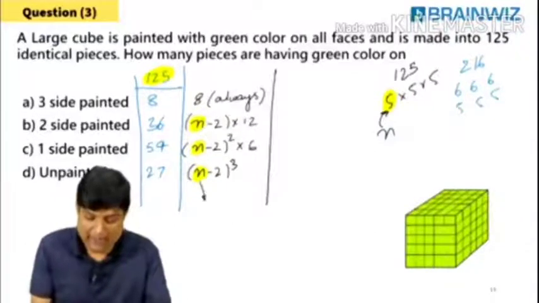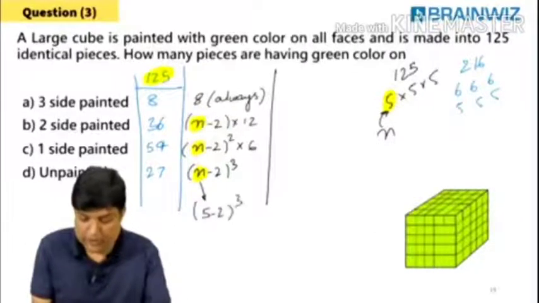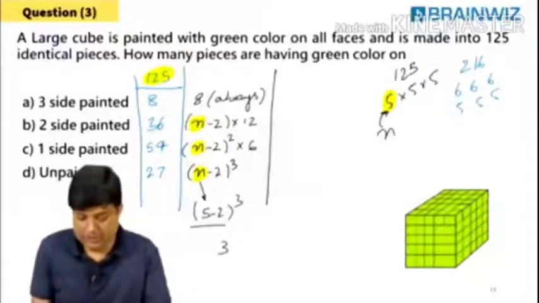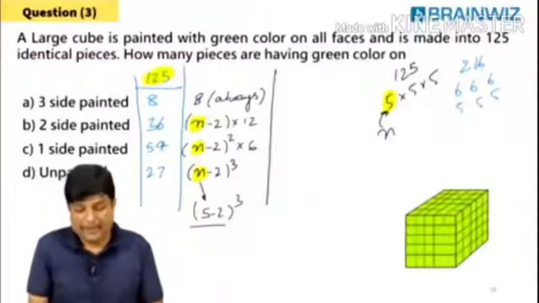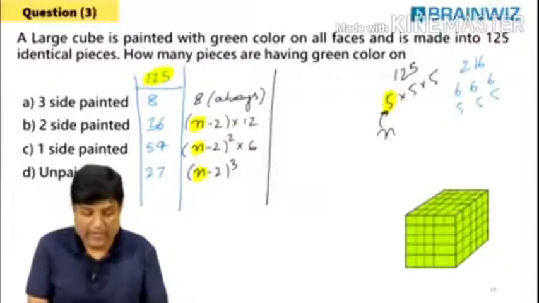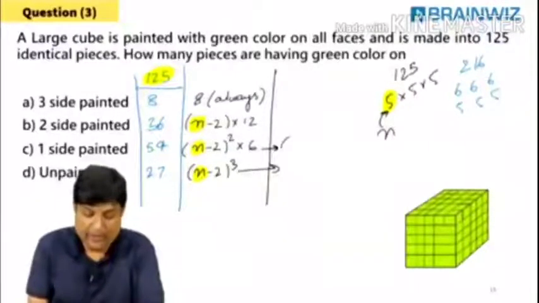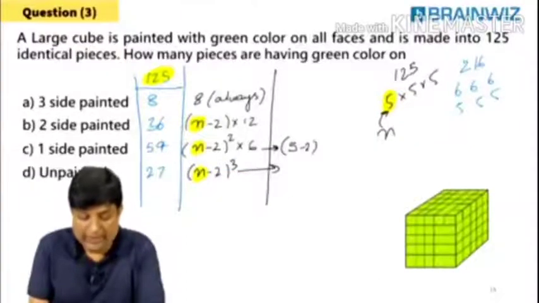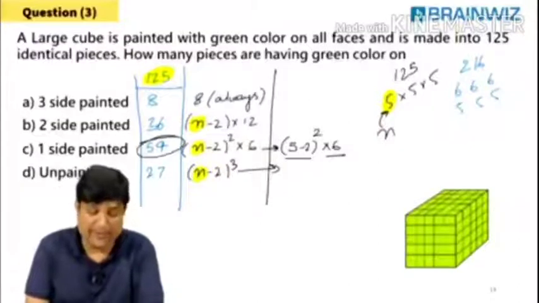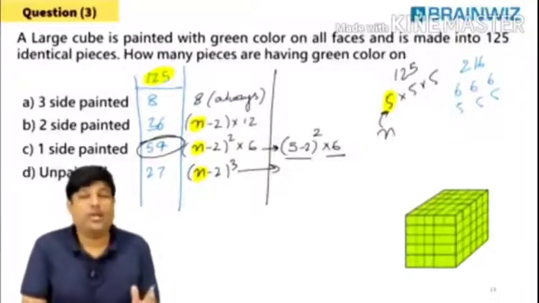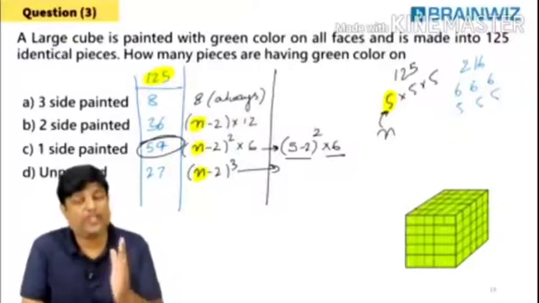Look at that. 5 minus 2 whole cube. What is 5 minus 2? 3. 3 cube, 27. Same answer we got, students. Again, let's try here. 5 minus 2, 3. 3 square into 6. 9 sixes are 54. Same answer. I'm not drawing. I'm not doing anything. These formulas will save a lot of your time.